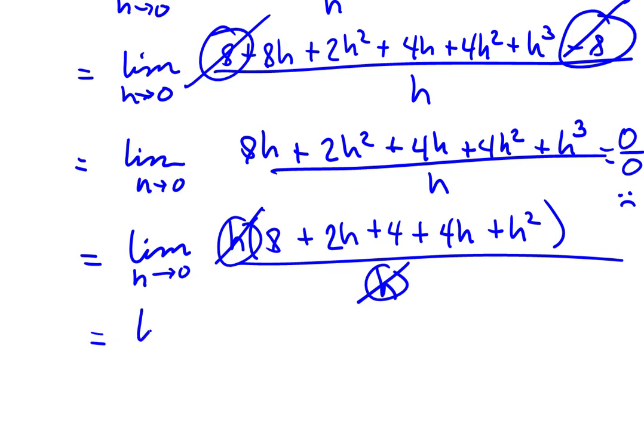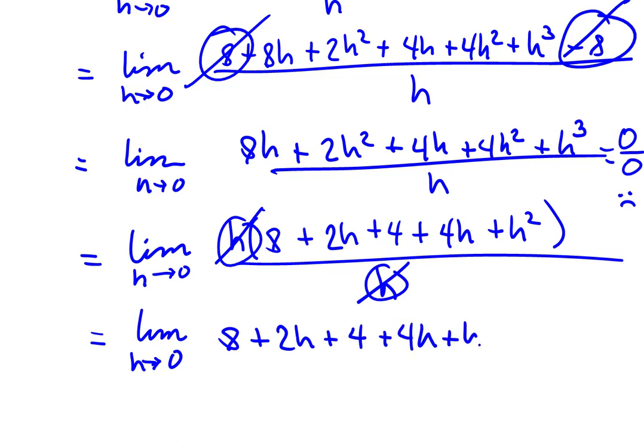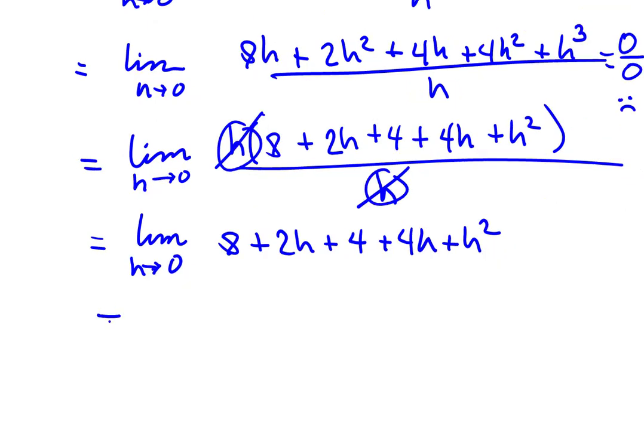So all we have left is the limit as h approaches 0 of what's left in the numerator, which is 8 plus 2h plus 4 plus 4h plus h squared. To evaluate the limit at this point, again, we just try direct substitution until it works. And if it doesn't work, we keep trying algebraic tricks. But now notice if I plug in 0 for h in all these terms that have an h, they would turn to 0, which means I have 8 plus 0 plus 4 plus 0 plus 0.